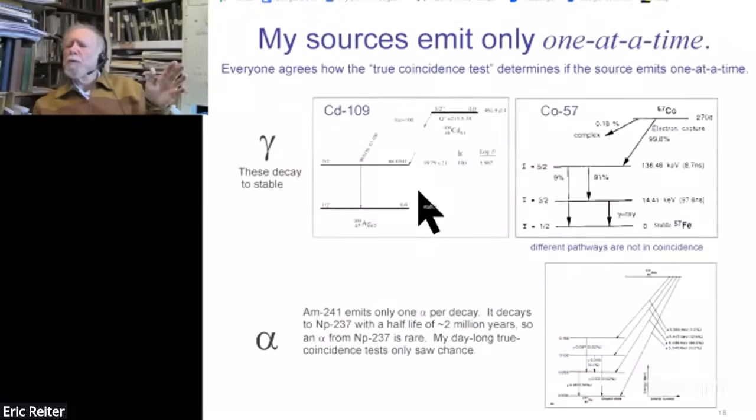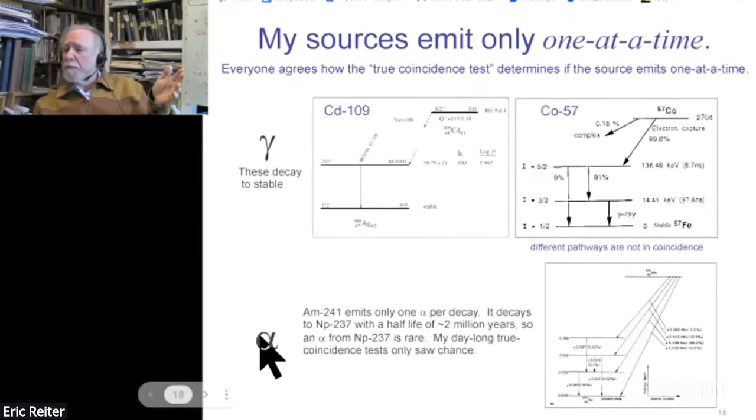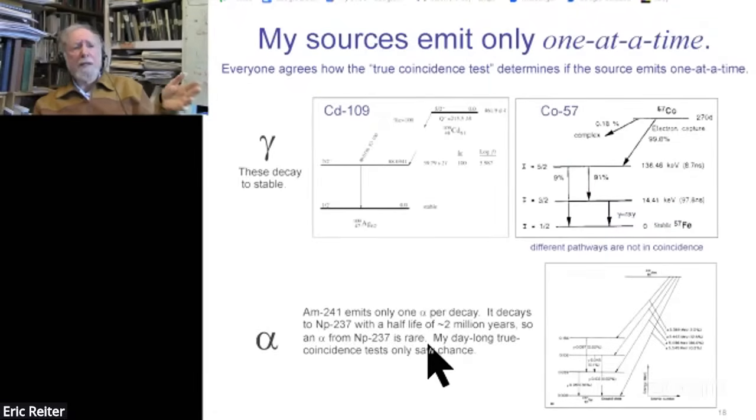And so these are the decay schemes of the radioisotopes that I've used for the most part. And they decay to stable one at a time. And they know this by the true coincidence test. And this one for the americium, it emits one at a time, but it decays to something that has a half-life of over 2 million years. So it ends up being, for all practical purposes, emitting one at a time. And I test this anyway.